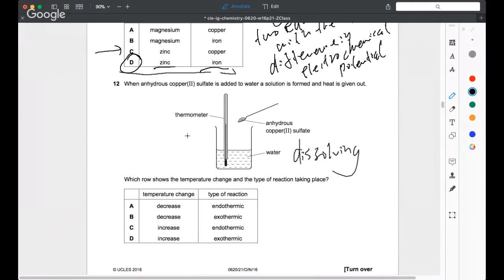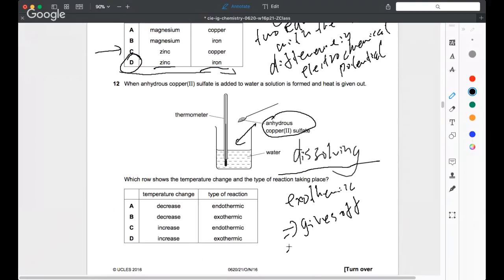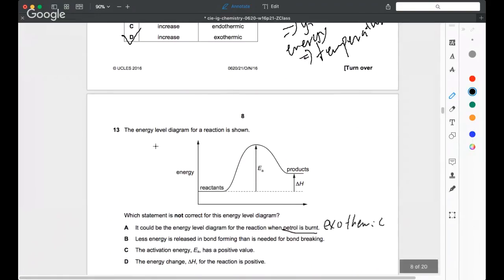Okay, number 12. We are putting anhydrous copper into water. So this is a process of dissolution. Dissolution process is exothermic, which means that it gives off energy. So this will cause a temperature rise in the surrounding environment. So the right answer here will be D. It's exothermic, and there is an increase in energy.